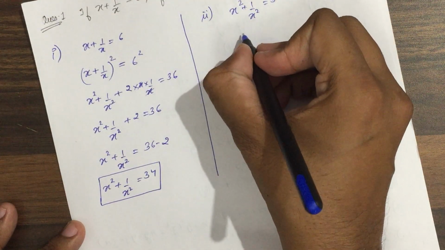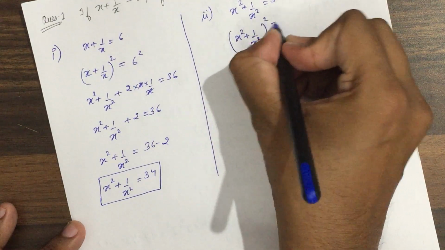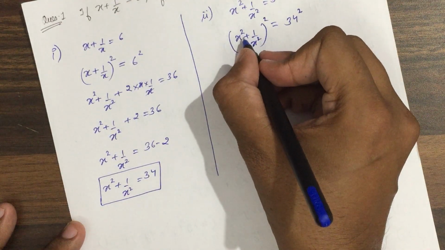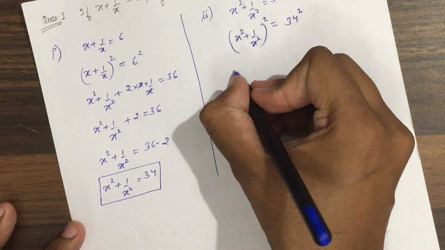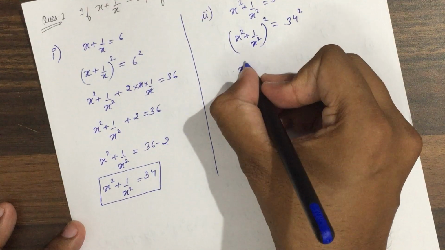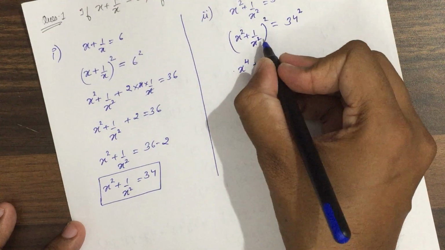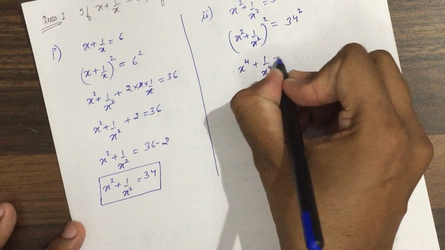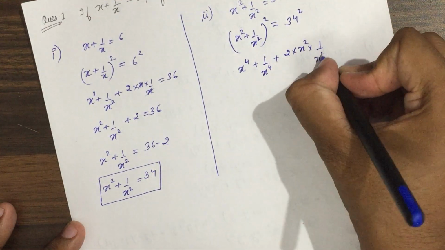So now what you can do? Squaring both sides. So now on squaring both sides it will look like this. Okay, now again open the bracket and use the identity x plus y whole square. This will give you x square plus y square plus 2xy. Okay, so this will give you x square whole square. This will give you x to the power 4 plus 1 upon x square whole square. This will give you 1 upon x to the power 4 plus 2 into x square into 1 upon x square.